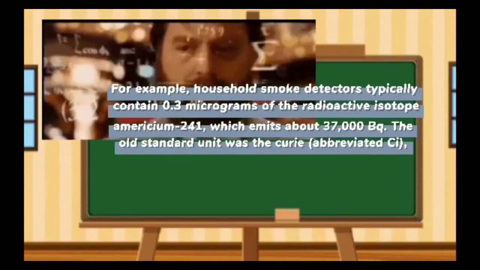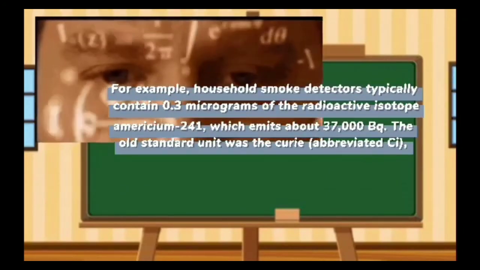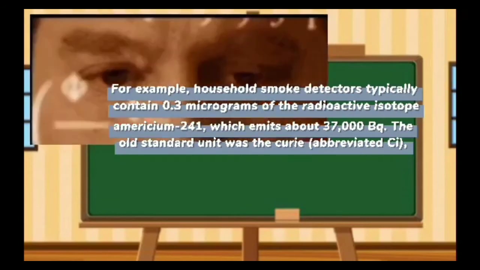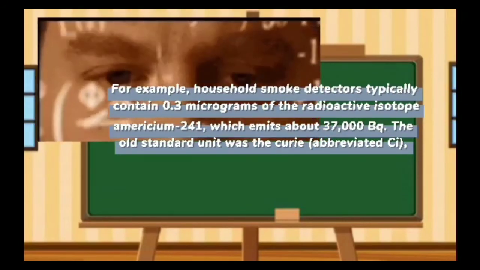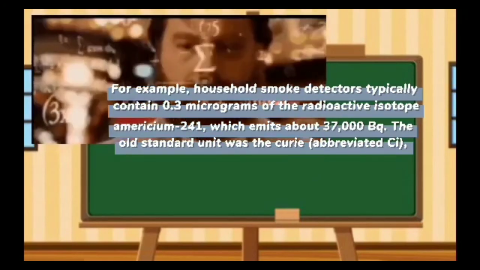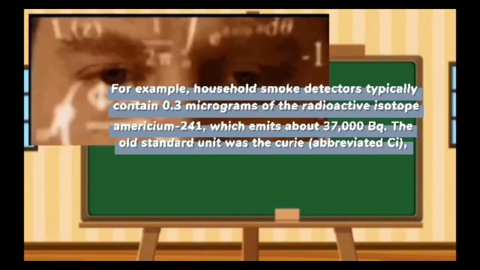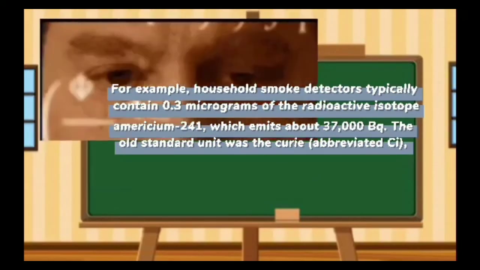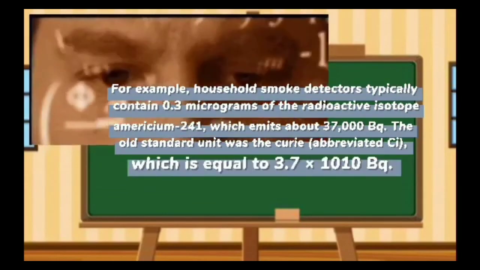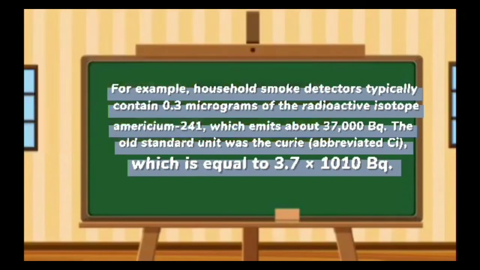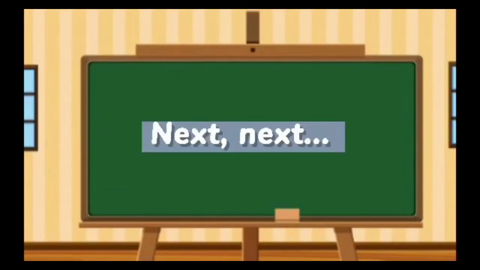For example, household smoke detectors typically contain 0.3 micrograms of the radioactive isotope americium-241, which emits about 37,000 becquerel. The old standard unit was the curie, abbreviated Ci, which is equal to 3.7 times 10 raised to the power of 10 becquerel.